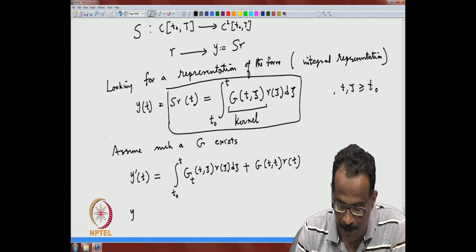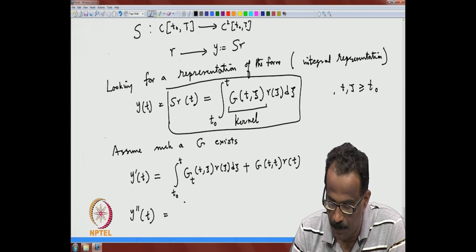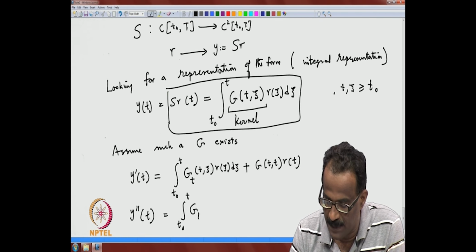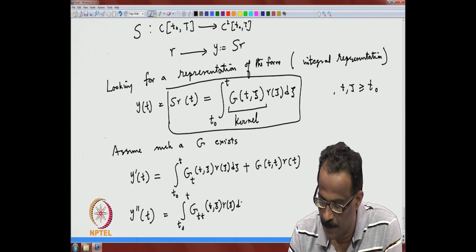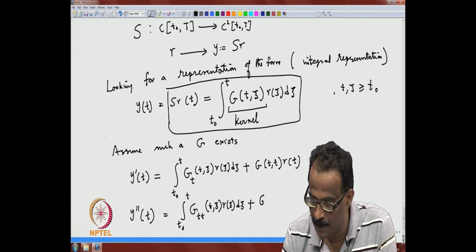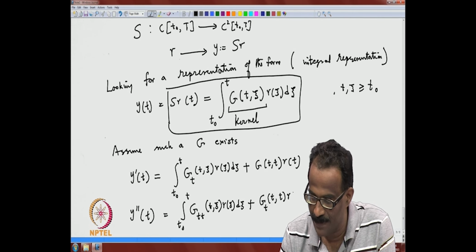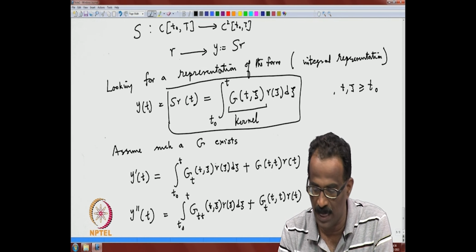Now, compute your y double prime of t. When you compute your y double prime of t, you have the integral from t naught to t of g t t of t psi r psi d psi, plus the term you have already computed, g t evaluated at t r t. That is coming, this is fixed, so that will not come.